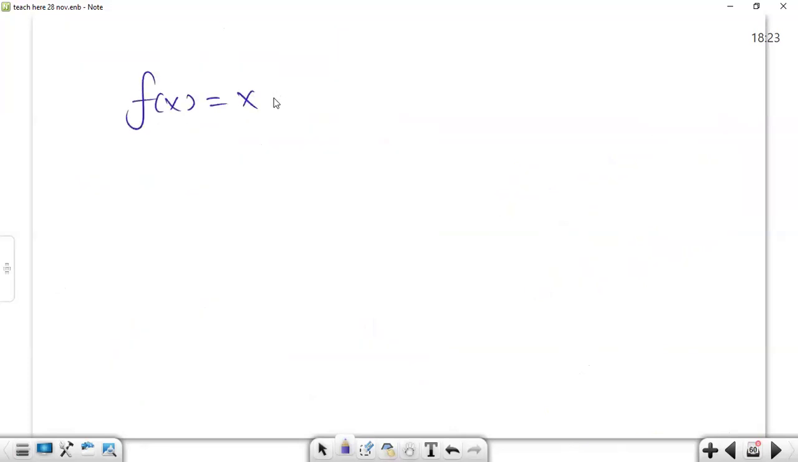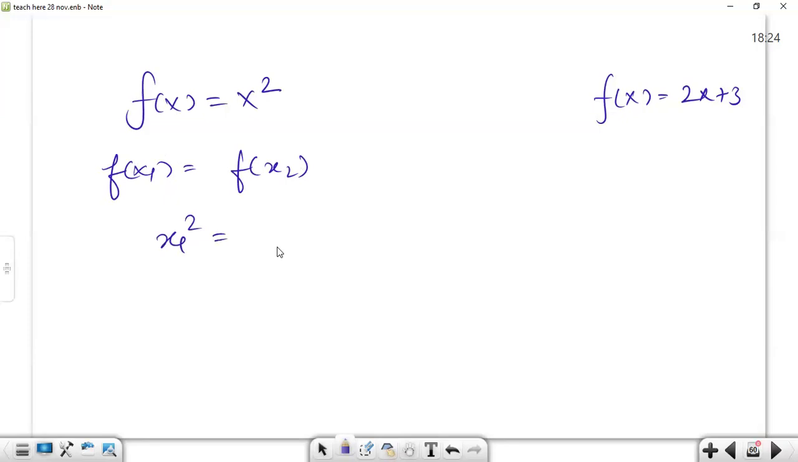Let's take an example with the previous functions as well. As we know, f of x equals x square is a many-one function, right? And f of x equals 2x plus 3 is a one-one function. Now let's try to solve and show how we can prove that. Considering both cases, this becomes x1 square equals x2 square, and this becomes 2x1 plus 3 equals 2x2 plus 3. Now 3 will get cancelled easily.